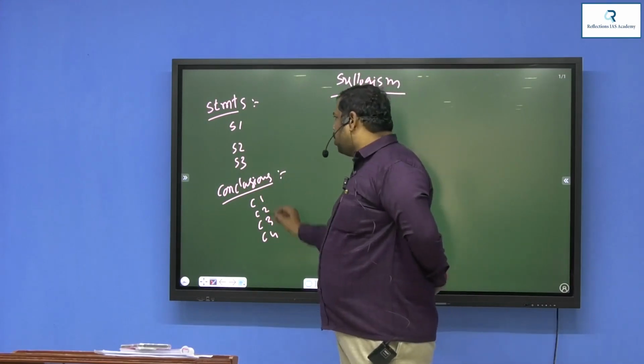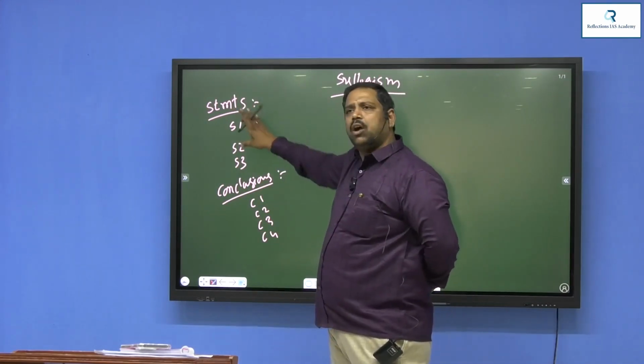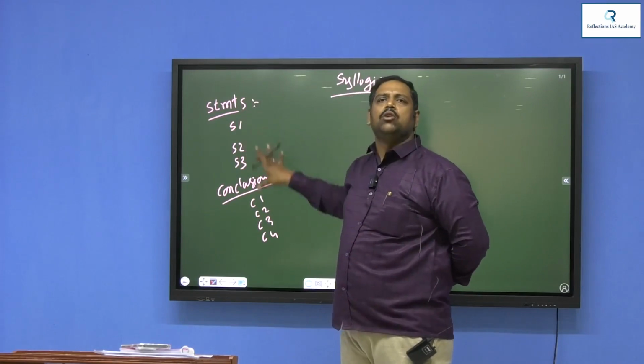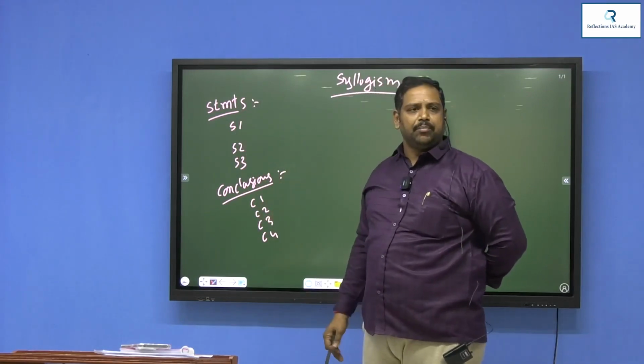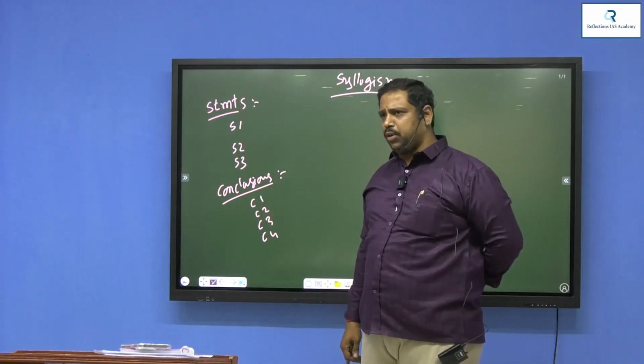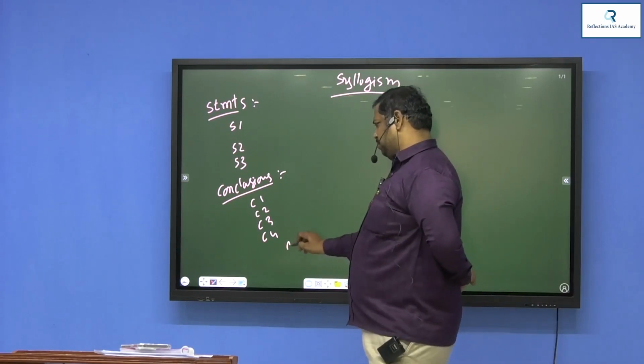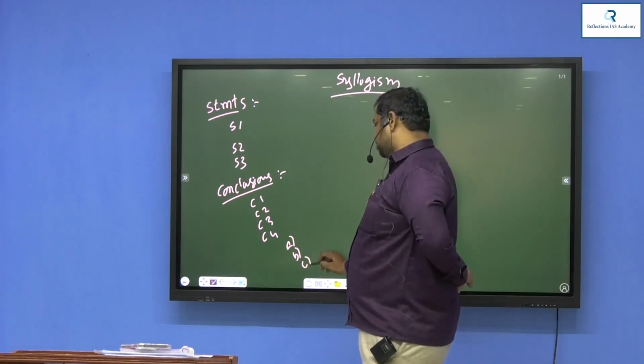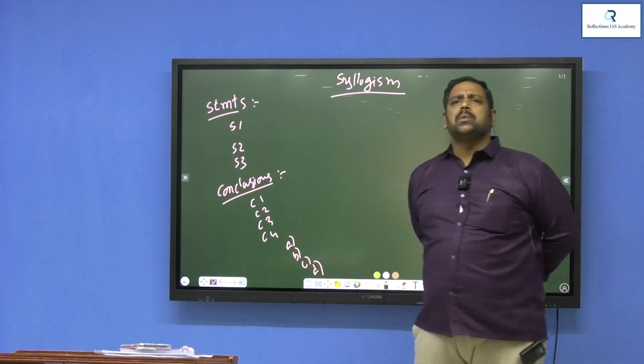What we have to do is, from these statements, identify whether we are able to conclude this one or not. This is followed by option A, option B, option C, option D. Four options will be given.